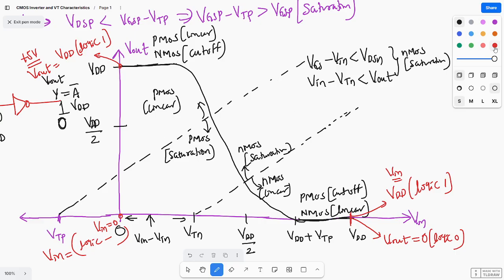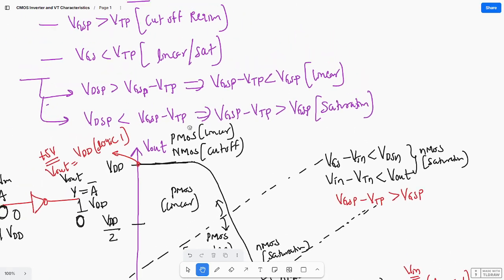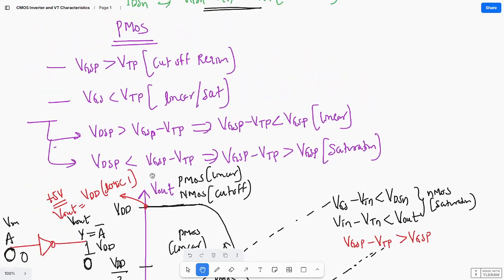Next, for PMOS, I'll change the color. The condition is VGSP minus VTP is greater than VDSP. We already saw that for PMOS in saturation, VGSP minus VTP is greater than VDSP. So this is the condition.